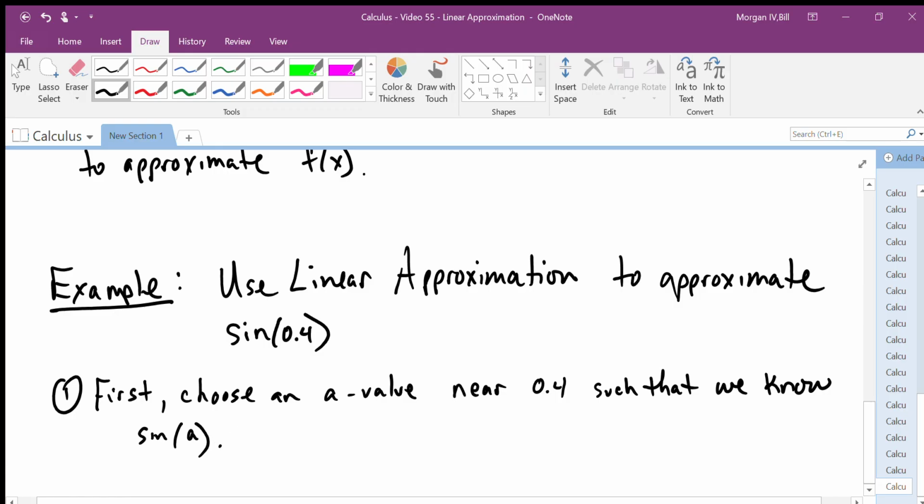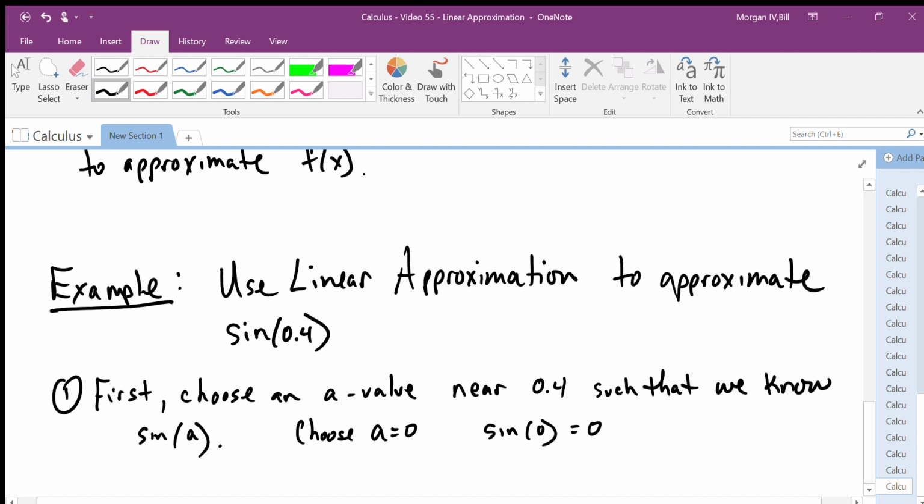Okay, well, what a value would you like to choose here? Some number that's close to 0.4 that we know the sine of. Let's make it easier on ourselves. Let's choose a equals 0, because I know the sine of 0. Sine of 0 is just 0. So that's a pretty easy one, right?